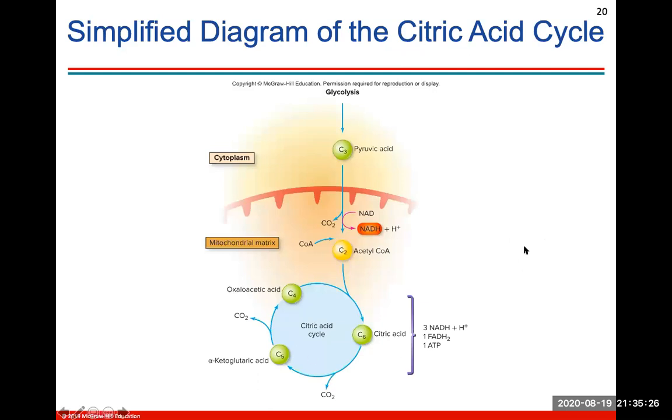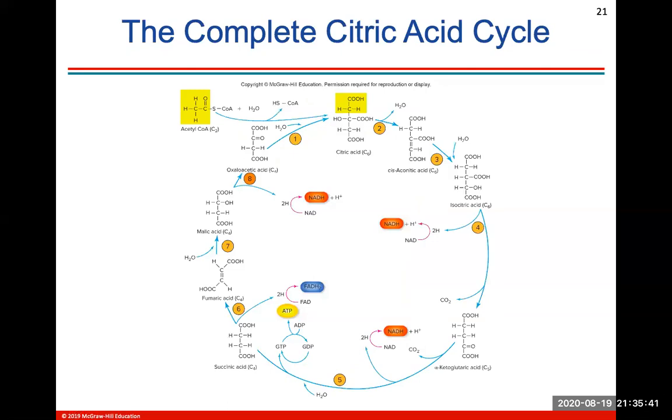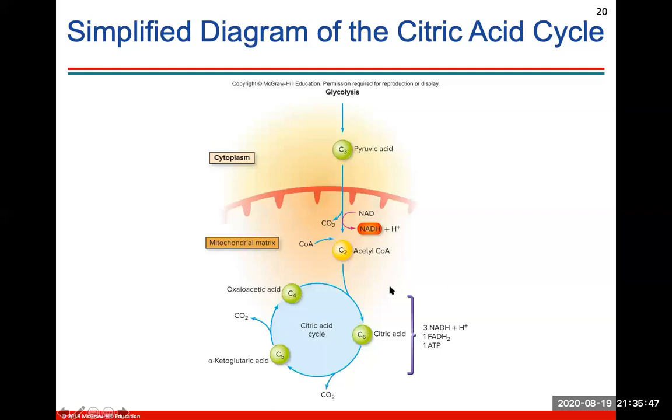Here's a simplified diagram of the citric acid cycle, taking in the 2 pyruvic acids, changing them into acetyl-CoAs, and then entering the cycle 2 times. And then here are the end products of each time through this cycle. Here's the complete citric acid cycle, which will probably make you go crazy. I like the simplified diagram of it because it really takes you through the basic understanding of what this cycle is about.